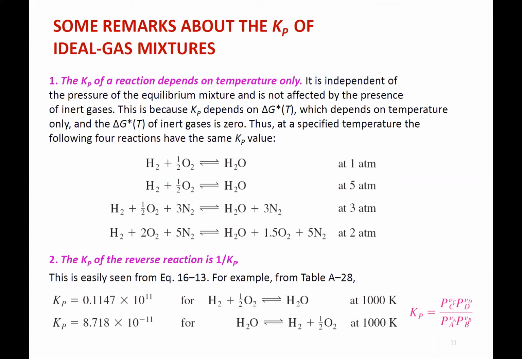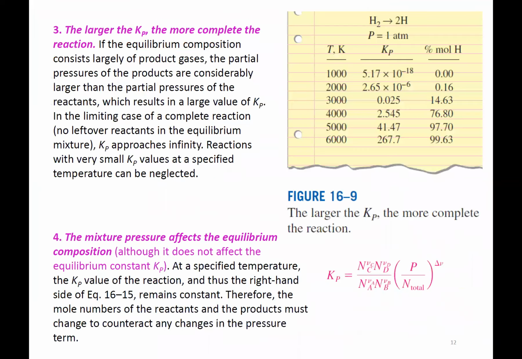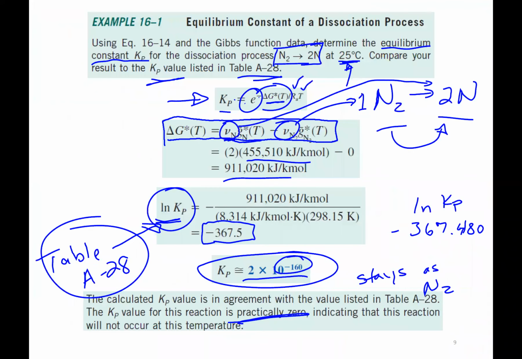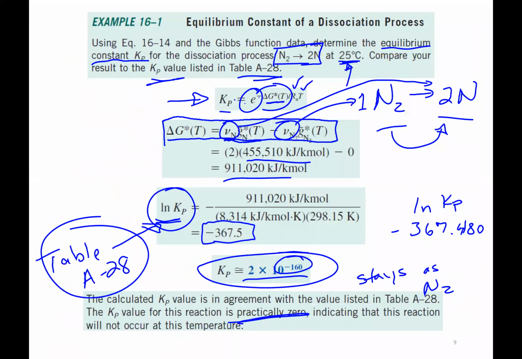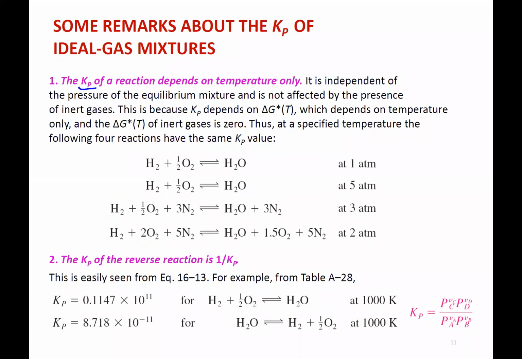So now this just looks at the meaning behind the values you get. So Kp, this equilibrium constant, only depends upon temperature, because temperature is the only thing in it. So no matter if you're at 1 atmosphere, 5 atmospheres, 3 atmospheres, 2, it only depends on temperature.